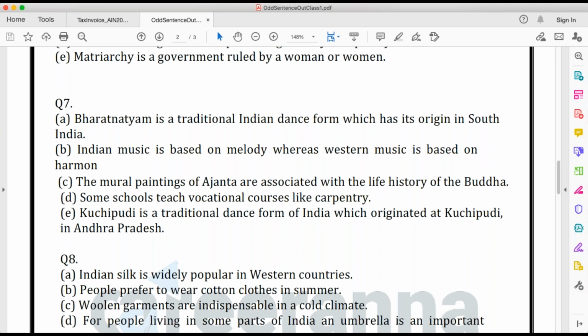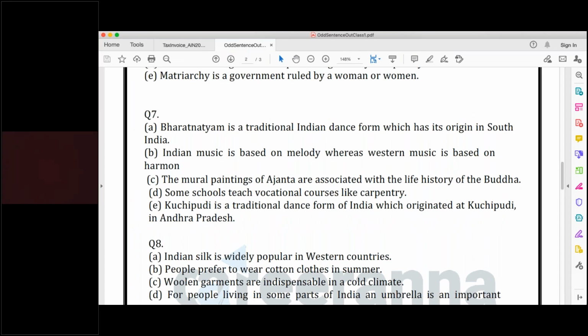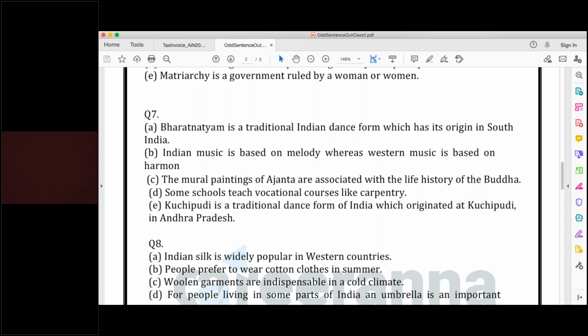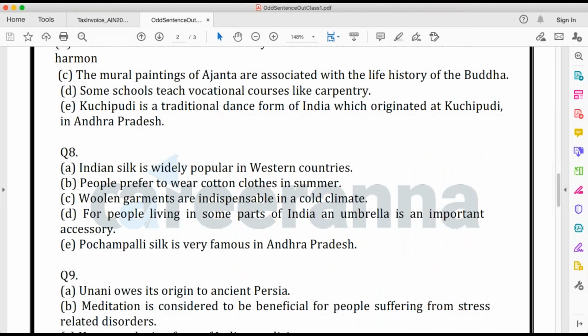Perfect. Yes, correct answer is option number D. And the difference is, D is talking about carpentry, while all other sentences are about certain kind of a craft or fine arts, right? But sentence D is talking about carpentry, which is not a part of fine arts. Can I say this? That was the logic all of you used, or someone had any other logic? Perfect. Question number 8.